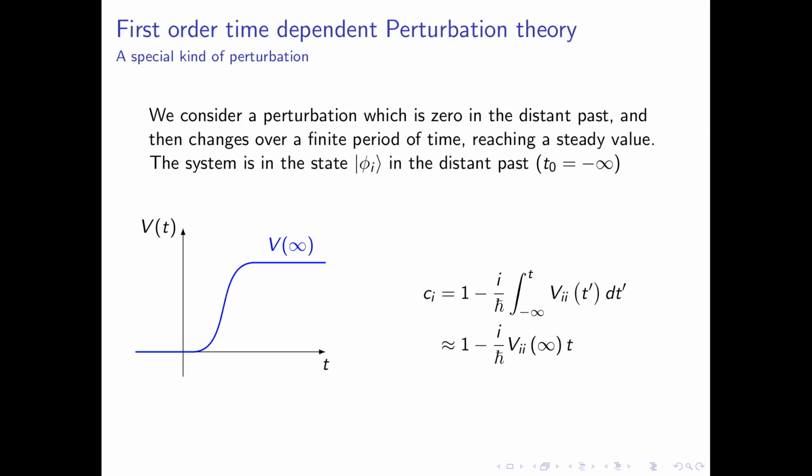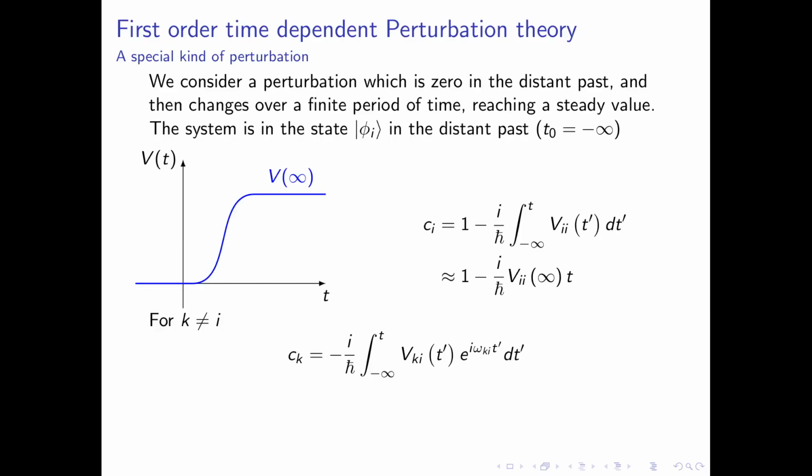Now what about transition to other states? This, of course, is the probability amplitude that the system will stay in the same state as the initial one. The probability that it will transit into another state, k not equal to i, is given by this amplitude ck, which is minus i by h cross integral from minus infinity to t of Vki(t prime) e to the i omega ki t prime dt prime. And here, of course, the delta ki term is simply 0 because k is not equal to i.